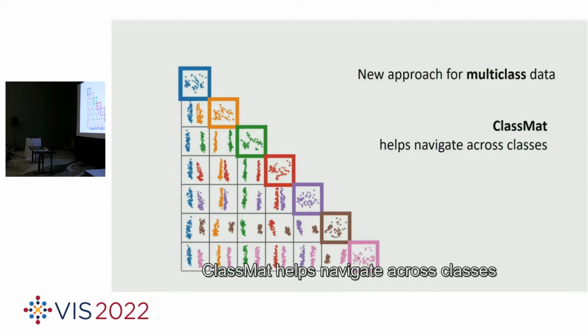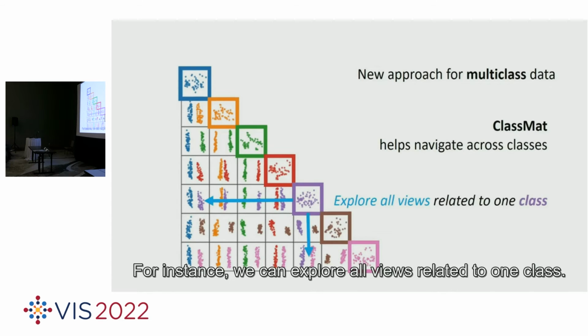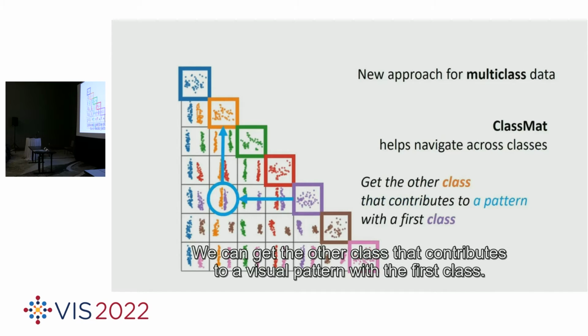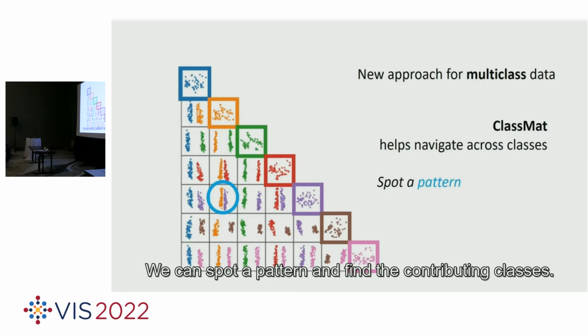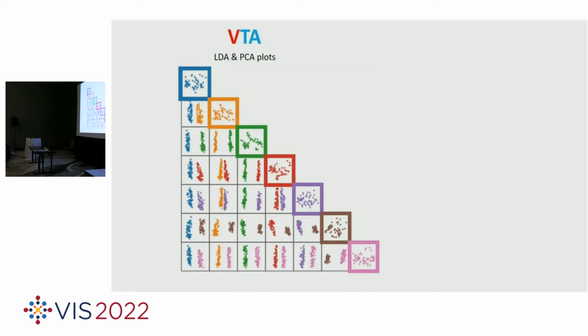Classmate helps navigate across classes. For instance, we can explore all views related to one class. We can get the other class that contributes to a pattern with the first class. We can spot the pattern and find contributing classes.